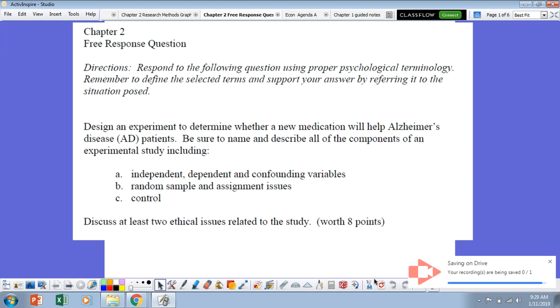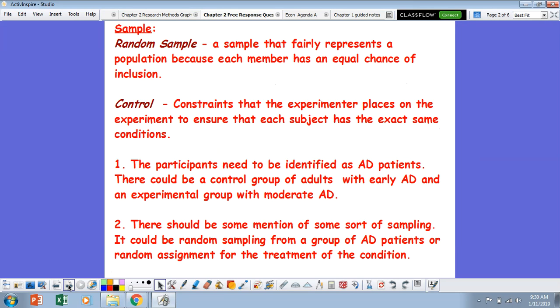I have your free response question for Chapter 2. Design an experiment to determine whether a new medication will help Alzheimer's patients, AD patients, and be sure to name and describe all of the components of an experimental study, including the independent variable, dependent, and confounding variables, along with the random sample and assignment issues and the controls. Plus, you need at least 2 ethical issues related to the study. This question is worth 8 points.